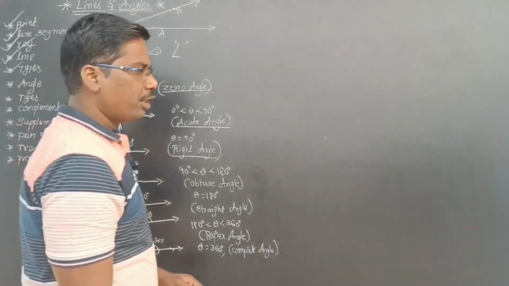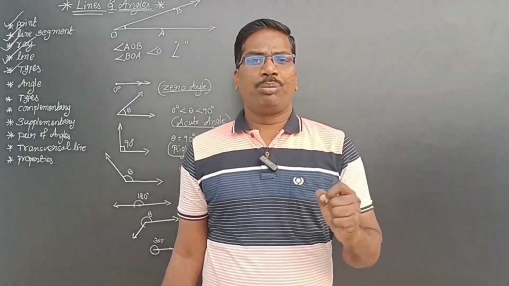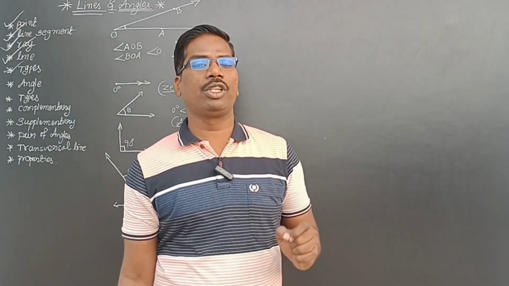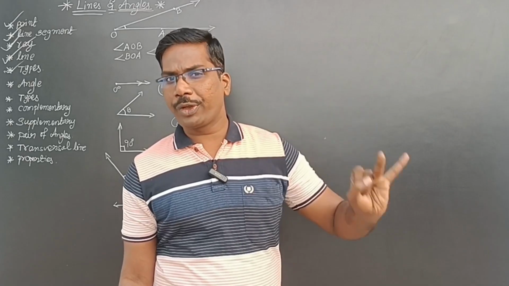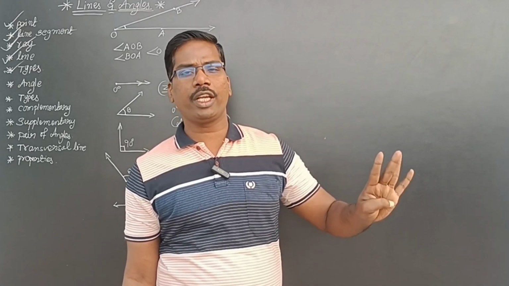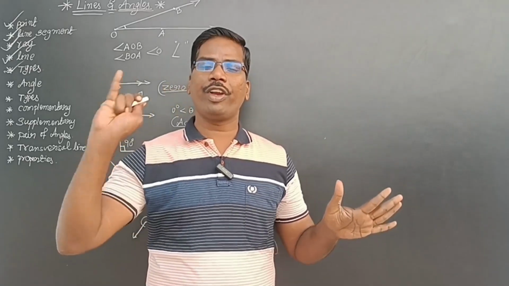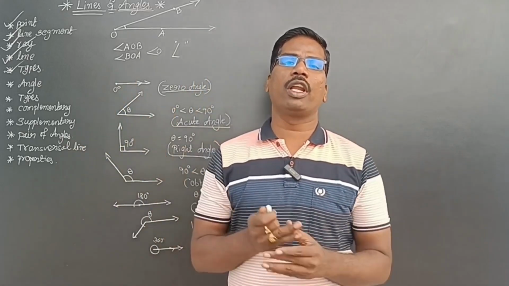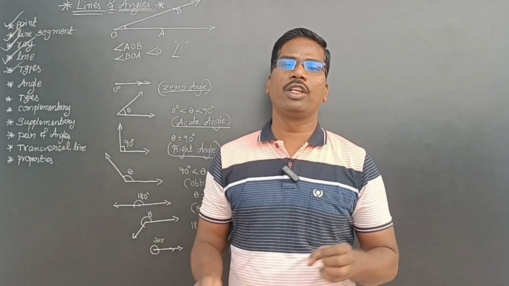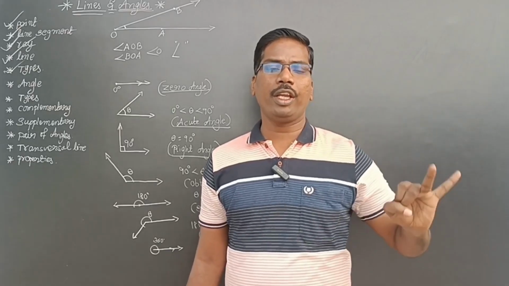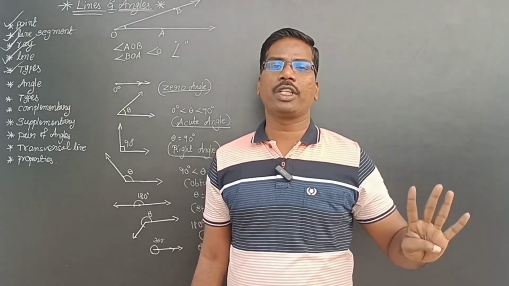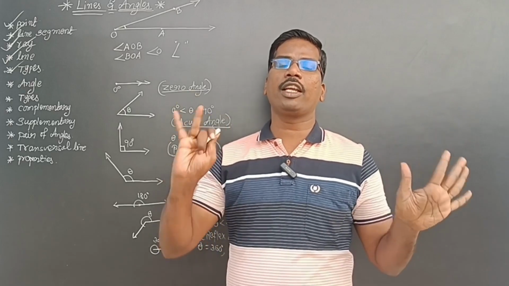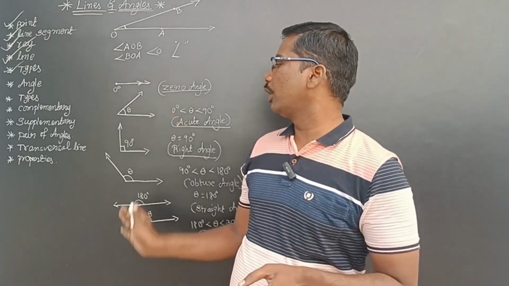So these are the basic types of angles, 7 basic types: zero angle, acute angle, right angle, obtuse angle, straight angle, reflex angle and complete angle. These are the 7 types we have to learn.